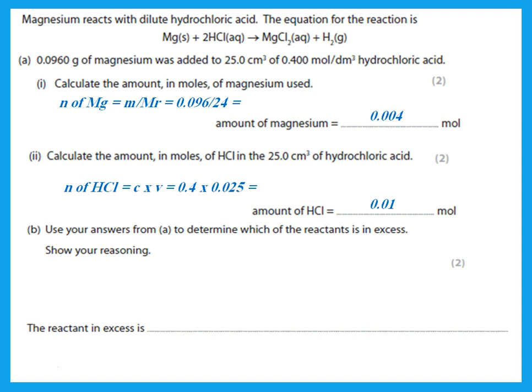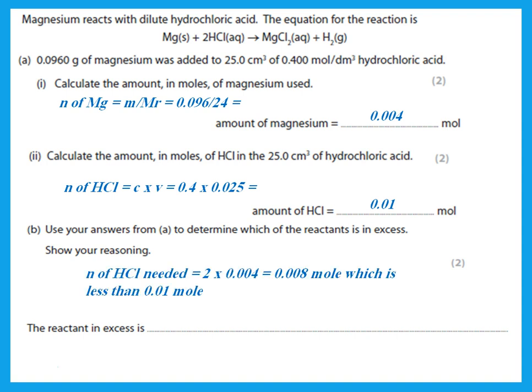And then I look at the equation. In order to determine which one is excess, I look at the equation. The equation says that the number of moles of hydrochloric acid should be twice magnesium. So if I have 0.004 mole of magnesium, how much of HCl do I need? I need twice of that. That's 0.008. That is less than what he put. He put more than what we need, so the HCl is excess. Are we following all of this?